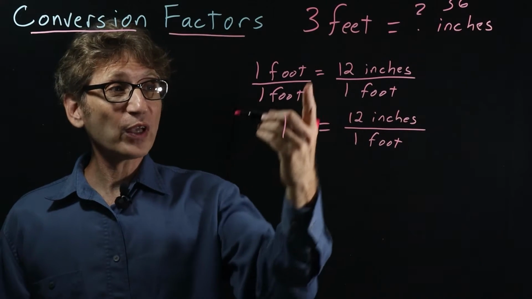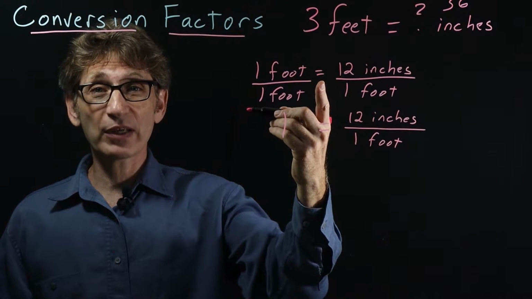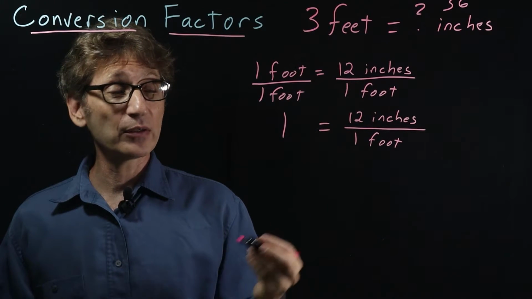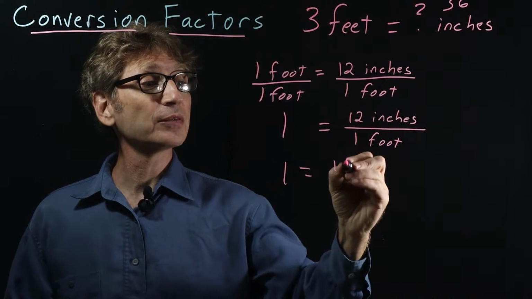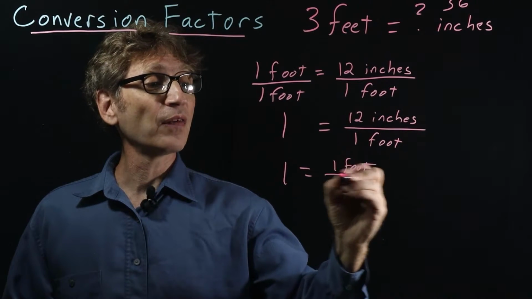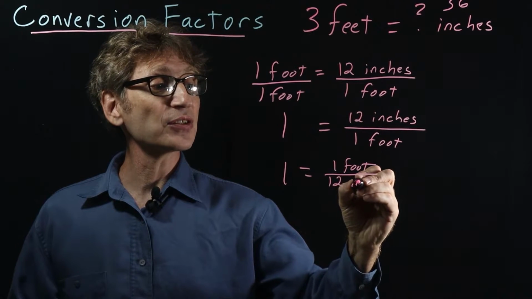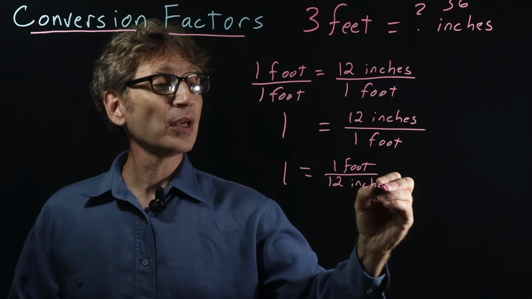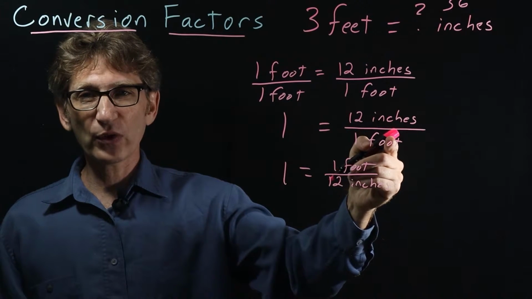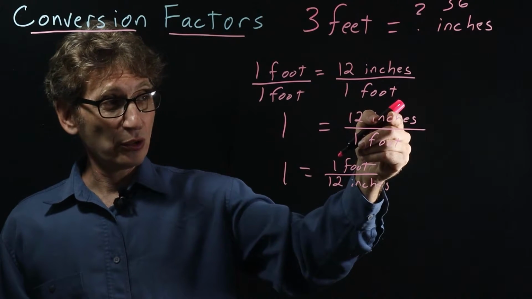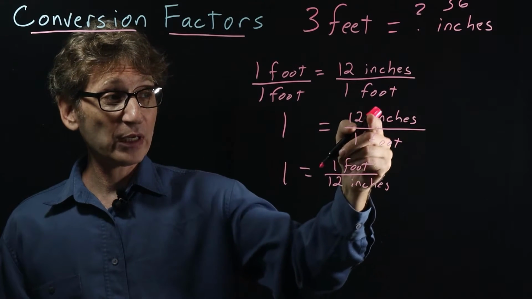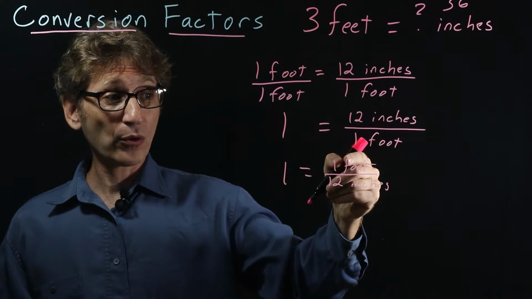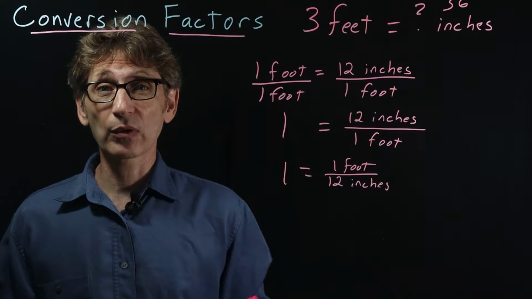Beautiful. What if I took this equation and I divided both sides by 12 inches instead of by 1 foot? Well, then I would have 1 equals 1 foot divided by 12 inches. So notice, 12 inches and 1 foot are the same thing. So dividing something by the same thing is 1. Whether I divide 12 inches by 1 foot or 1 foot by 12 inches, I get the number 1.